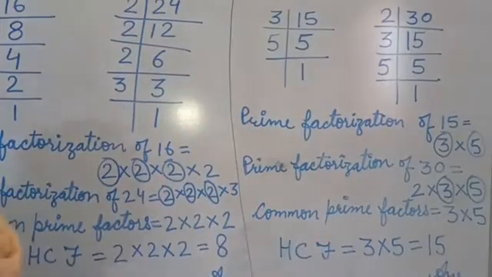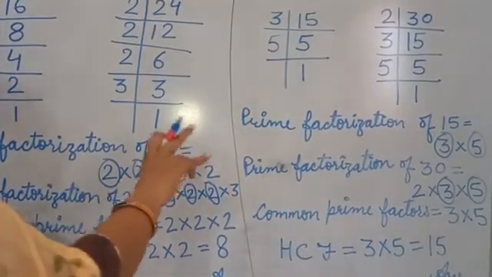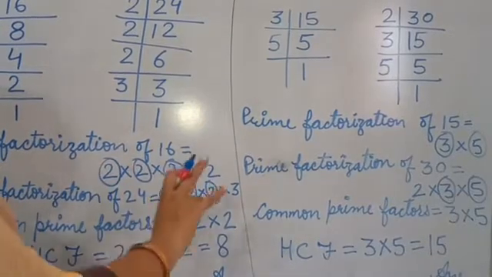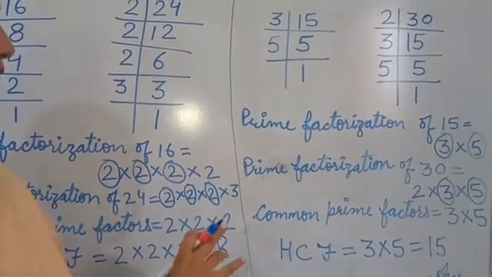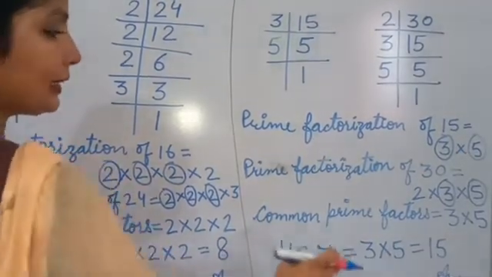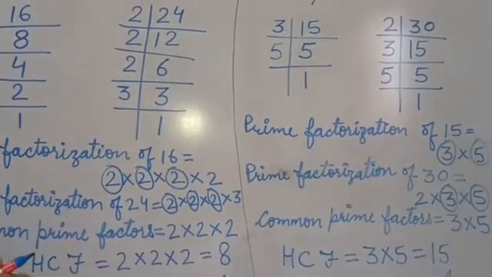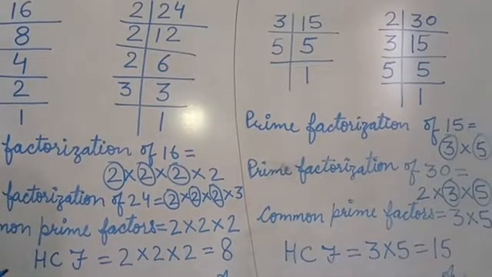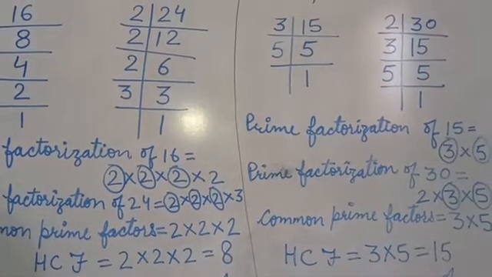Okay. So what we will do? We will find prime factors. Okay. Then common prime factors. And then we have to multiply the common prime factors. Then we will get HCF. Okay. So the rest you will do yourself. C, D, E parts you will do yourself.